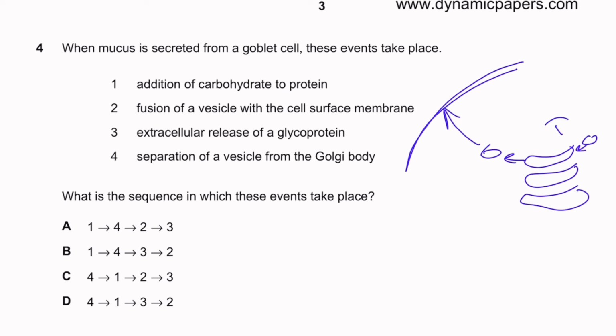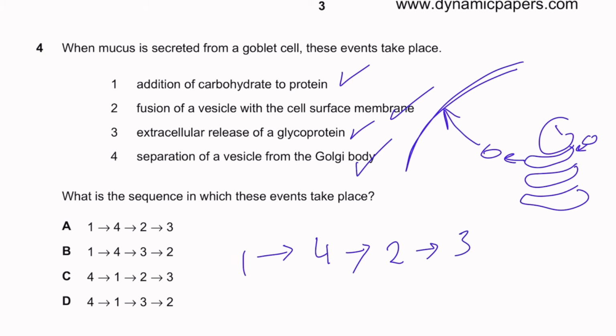And so 1 should be the addition of carbohydrate to protein. That's 1. Okay. 2 should be the separation of the vesicle from the Golgi body. 3 is going to be the fusion with the cell surface membrane, and so that should be 2. And lastly, we have extracellular release of a glycoprotein. 1, 4, 2, 3, which is A.